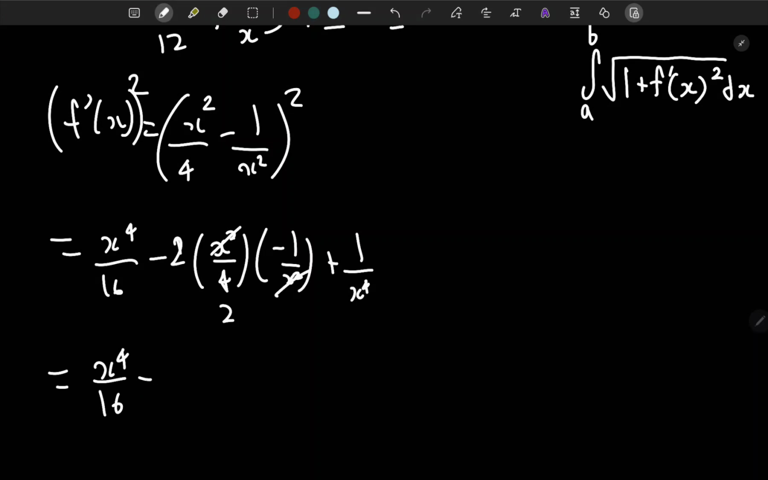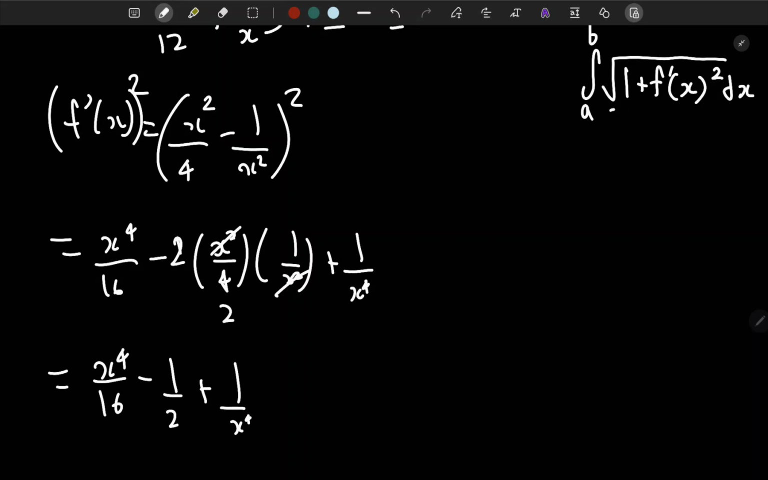The next term is going to be minus half, and I made a mistake here, there's no negative sign, since it's a squared minus 2ab plus b squared, and the signs are not included. And here we are going to be left with 1 over x to the power of 4.